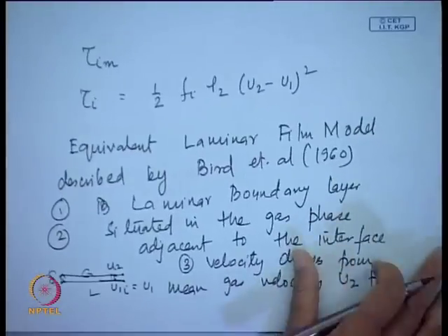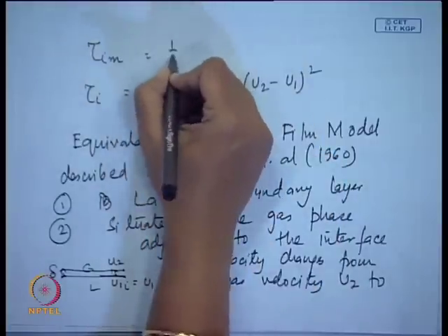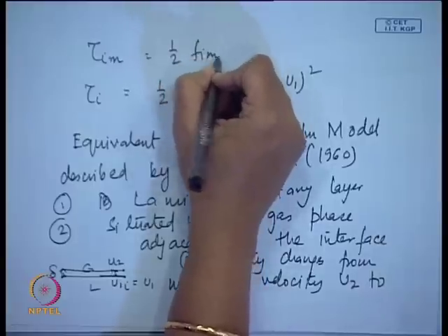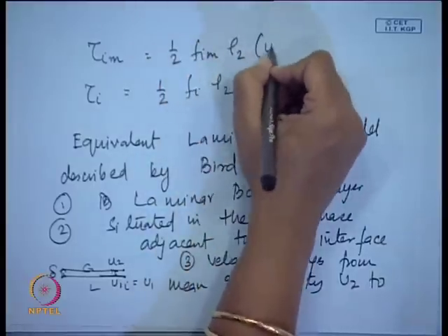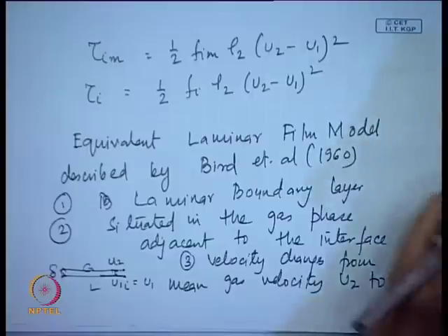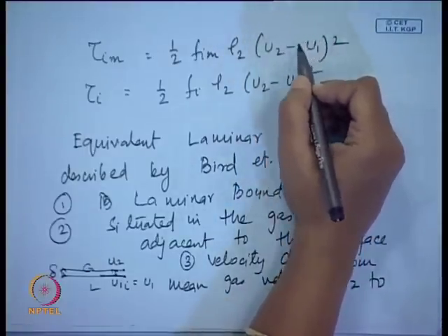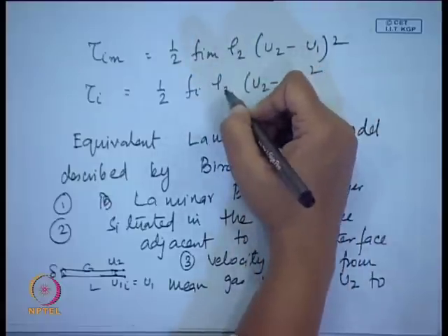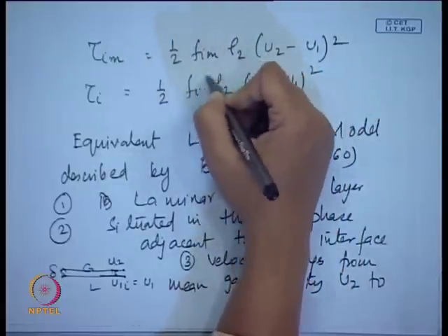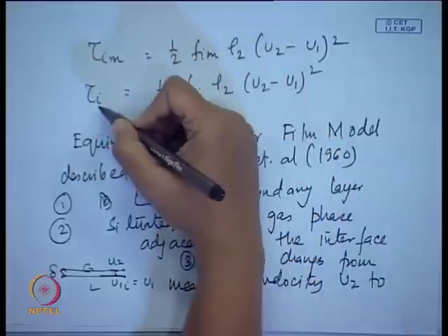So, once we make these suppositions, we can write down tau I equals to this. In a similar way, tau I m equals f I m rho 2 into (u2 minus u1) squared. Yes or no? Because this is the change in velocity which is happening, and since this is located in the gas side, therefore it is rho 2, and f I m is the equivalent friction factor for tau I m, f I is the equivalent friction factor for tau I.